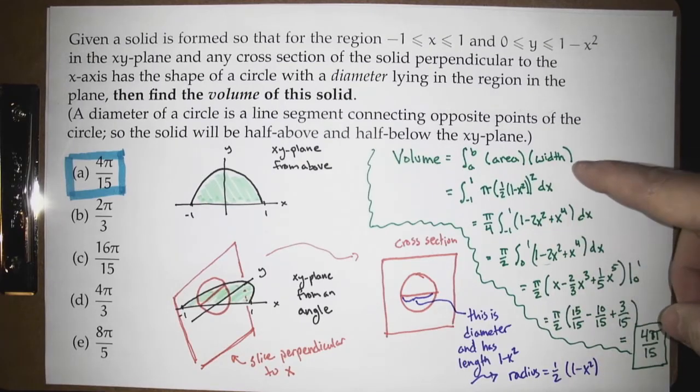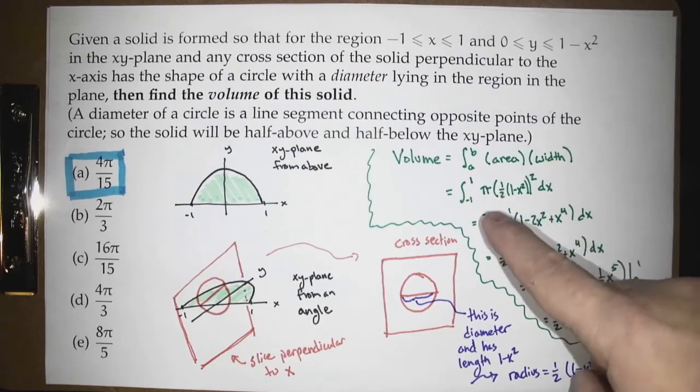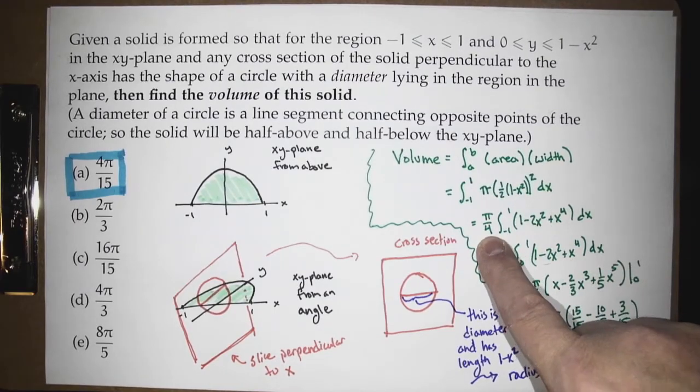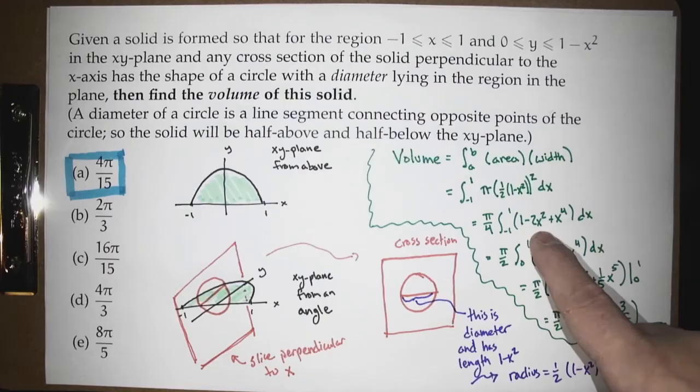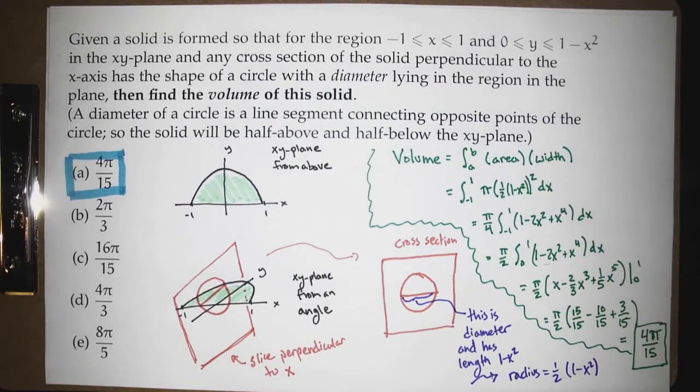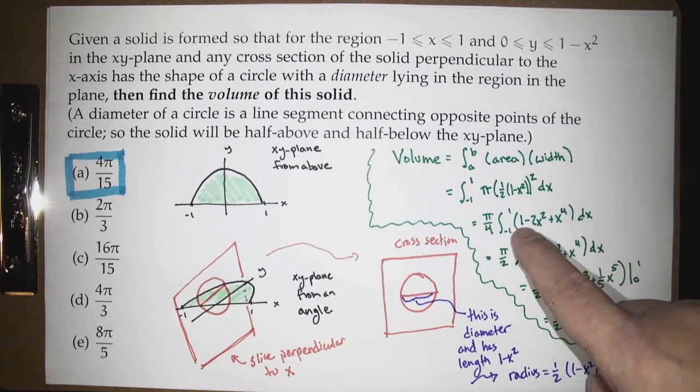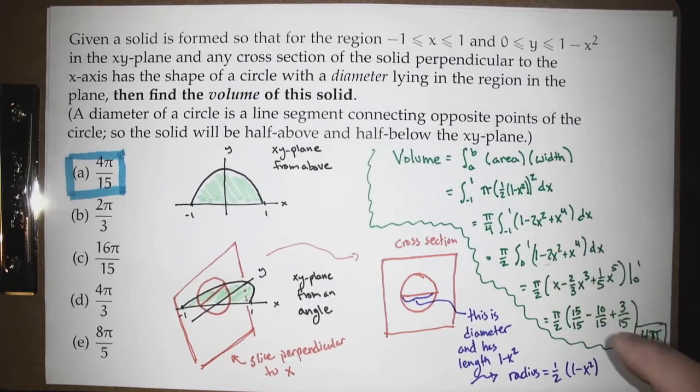And then from there, it's mostly just algebra. You square a half, that becomes a fourth. You can pull out the pi over 4. Square 1 minus x squared: 1 minus 2x squared plus x to the fourth. Here, I'm using the fact that this is an even function, so there's symmetry. So I can go from 0 to 1 and double the answer. And I just like 0. 0 is a friend. 0 is a very useful number. Well, integrate, evaluate, and simplify: 4 pi over 15.